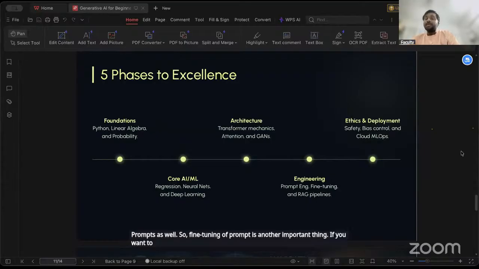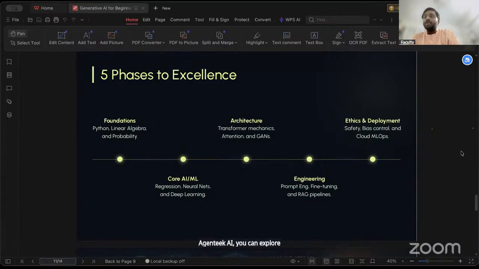If you want to really upgrade or be updated, you can explore agentic AI, you can explore the RAG model, the CAG model as well. So these things you can do. And then the last phase is very important: ethics and deployment.